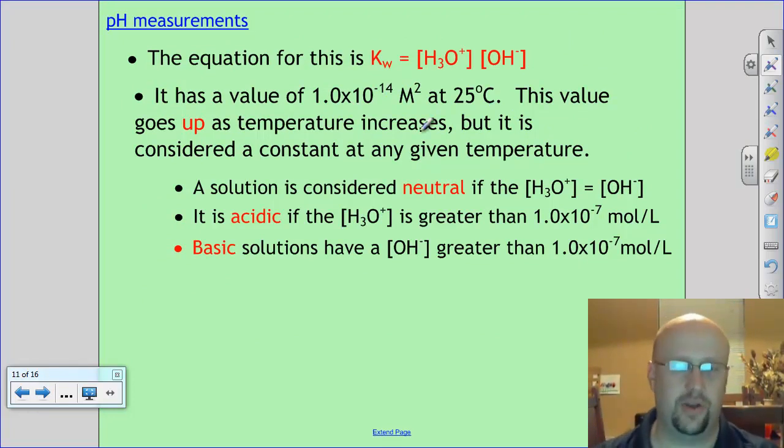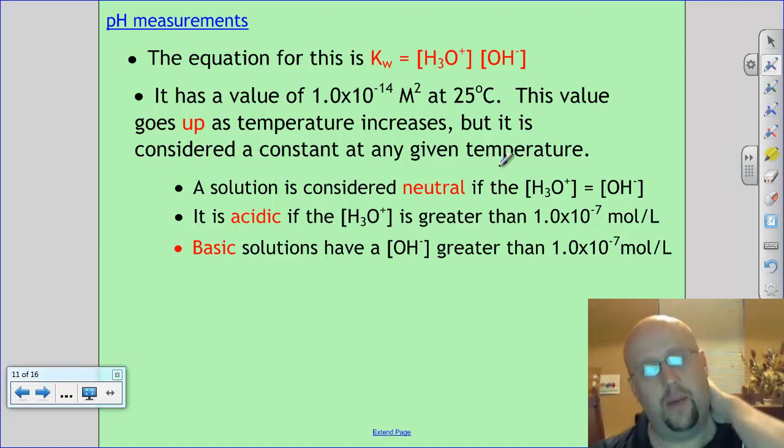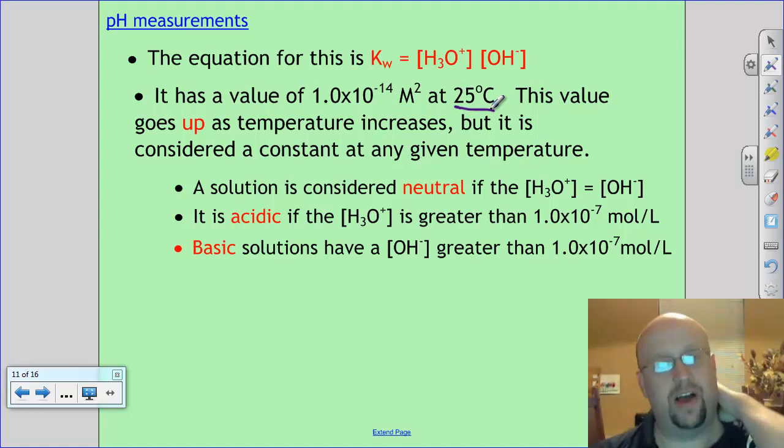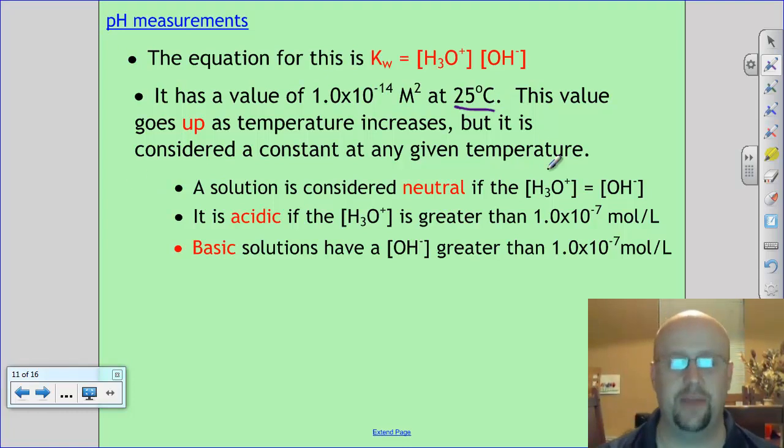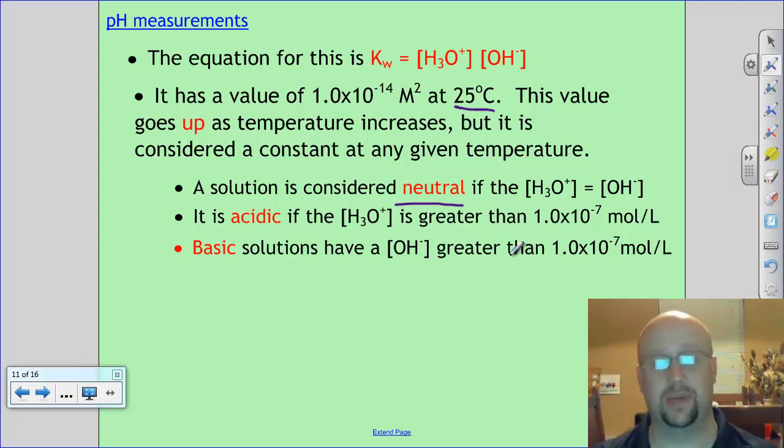At 25 degrees Celsius, Kw is 1.0 times 10 to the negative 14th. This is temperature dependent, so if you're not at room temperature, that value is going to change, but we're pretty much always going to use this value because that's what the temperature in the lab would be on a given day. So if H3O plus and OH minus are equal to each other, then it's a neutral compound, okay, meaning it has a pH of 7.